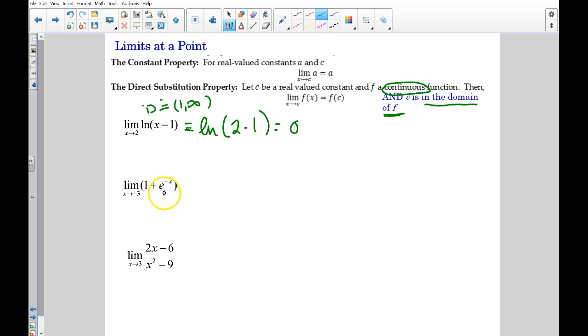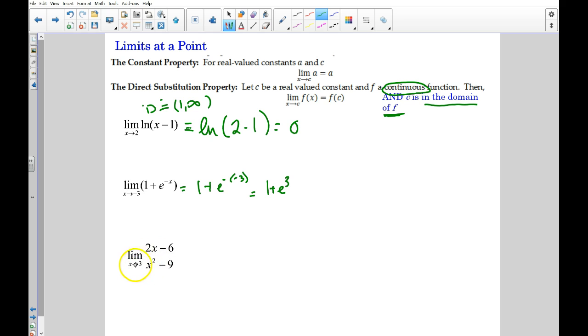Next example: the limit as x approaches minus 3 of 1 plus e to the negative x. e to the x has a domain of all real numbers, and 1 has a domain of all real numbers, so I can directly substitute in minus 3. I'd get 1 plus e to the negative of minus 3. So my answer would be 1 plus e to the third.